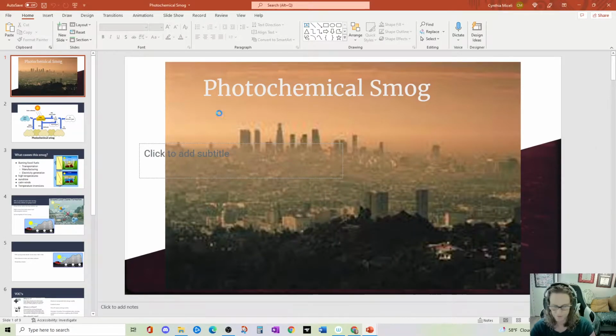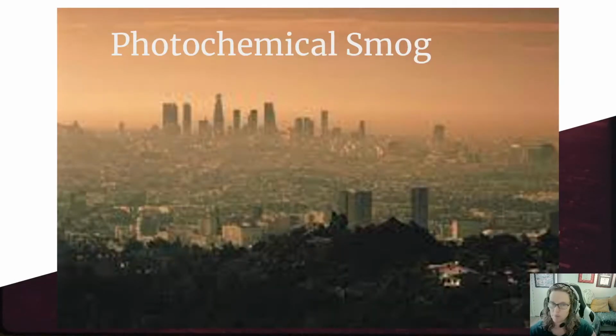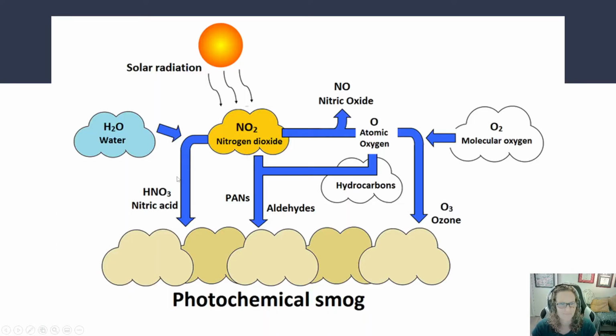All right, we're going to do photochemical smog. 7.2. 7.2. That's LA. Breathe it in. Okay, so photochemical smog is photo, from light, so the sun has to be involved with making this smog happen. And the light is the catalyst of the chemistry behind photochemical smog.